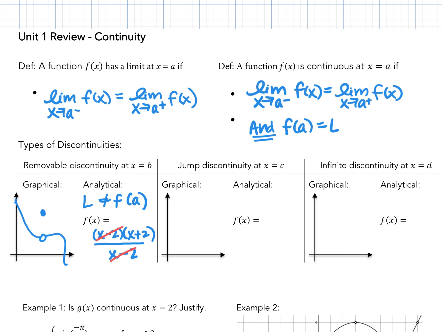Does anybody remember what that one is? That would be an infinite or asymptotic discontinuity. So if it reduces, it produces a hole. If it doesn't reduce, it produces an asymptote. That would be a boundary line.